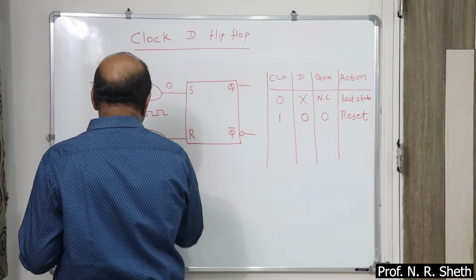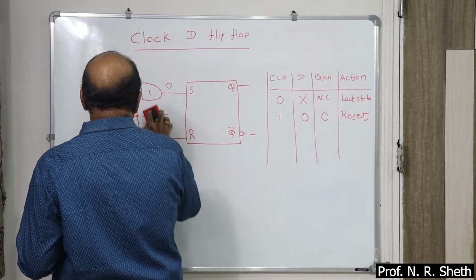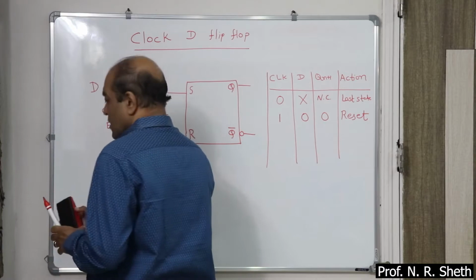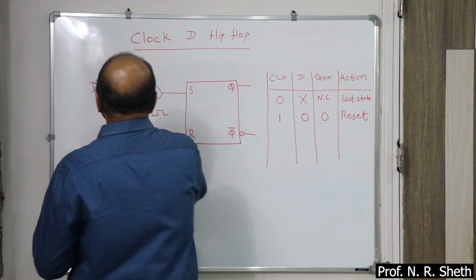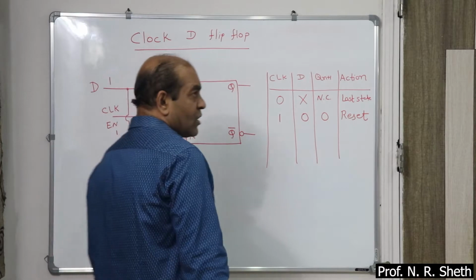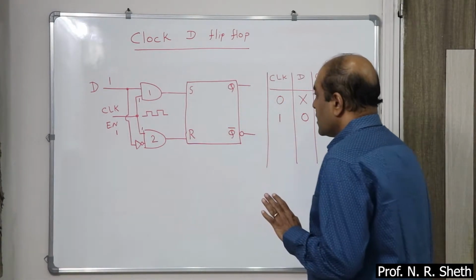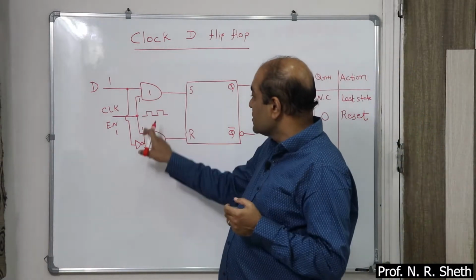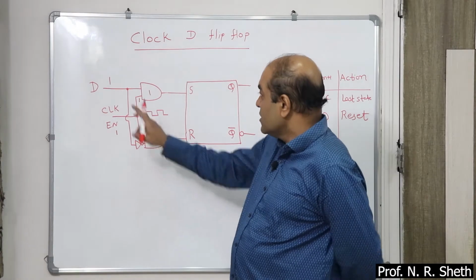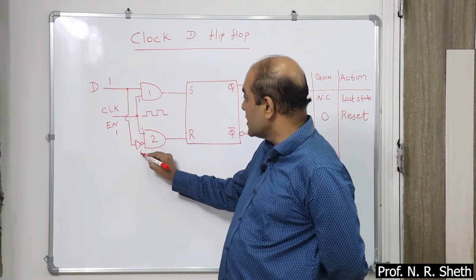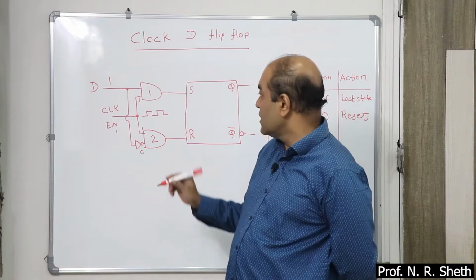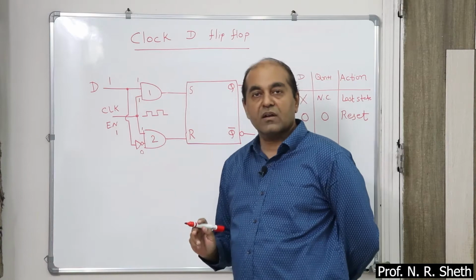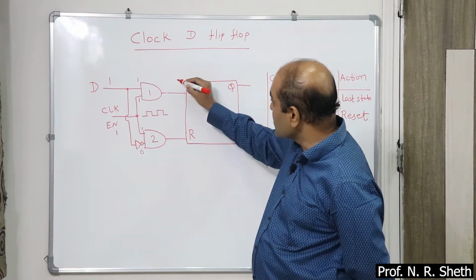Next, suppose D input is high, clock is available, clock is high. So one input is high. D is 1, so D bar, this one is 0. So as far as AND gate number 1 is concerned, both the inputs are high, so its output is also high.